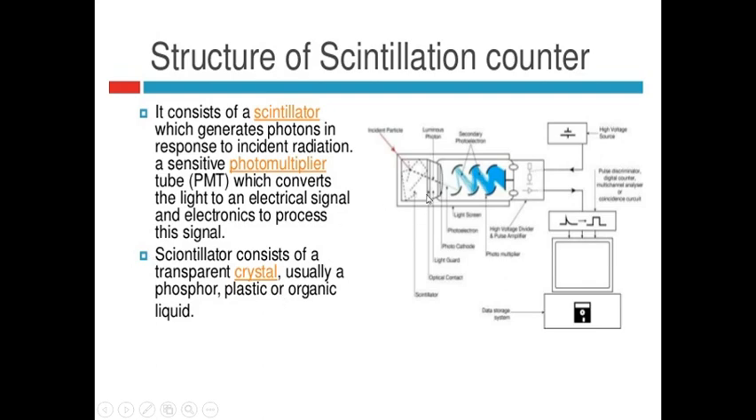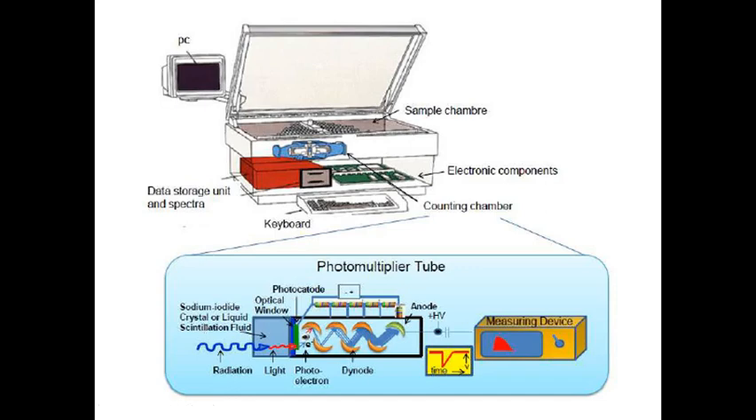So in this scintillation counter, the scintillator consists of a transparent crystal, usually a phosphor or plastic or organic liquid. Now we are going to discuss the basic principle of the scintillation counter. This is the diagrammatic representation of the scintillation counter. You can see here, this is the chamber, that is the scintillation chamber.